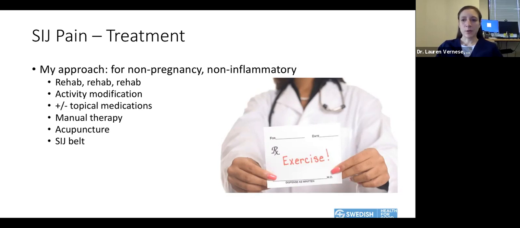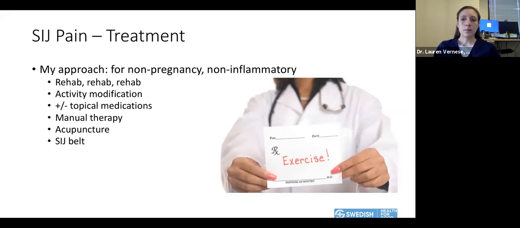So sacroiliac joint belt use, this can be a whole other conversation. Some providers, including physicians and physical therapists, absolutely hate them. Some absolutely love them. I'm somewhere in between. I feel like the sacroiliac joint belt is great for someone when they have really bad pain, they can't tolerate a lot of activity, and I really want these people to get more active.